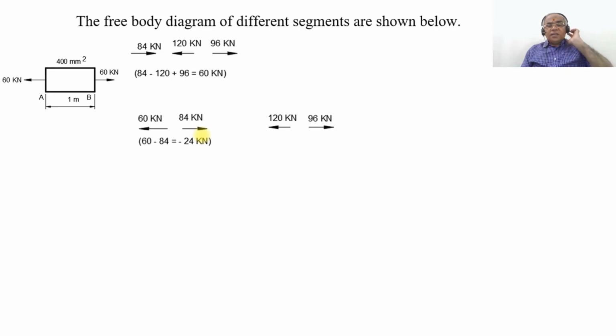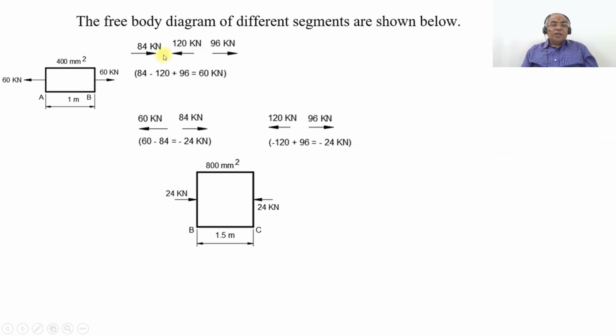Similarly, on the right hand side of the segment, the load acting towards the left side is negative, which is compressive, and the load acting towards the right side is positive. So it will be minus 120 plus 96, which is minus 24 kilonewton. So on the left hand side you have minus 24, on the right hand side you have minus 24. So it is compressive in nature. According to the convention, on the left hand side the load acting toward the right side is negative because it is compressive.